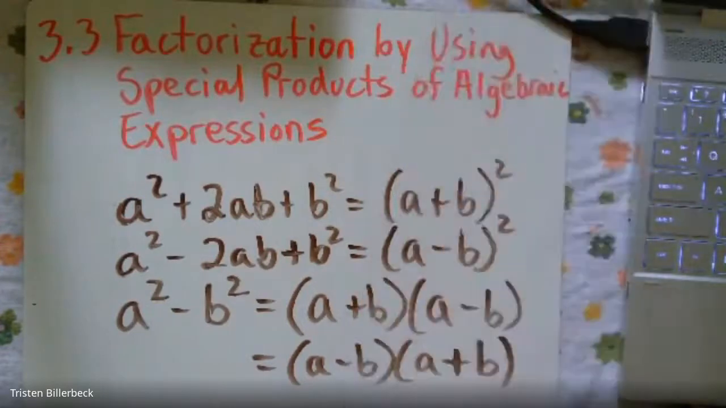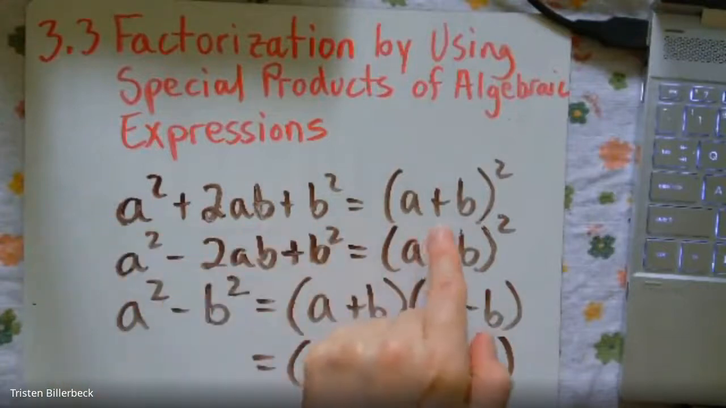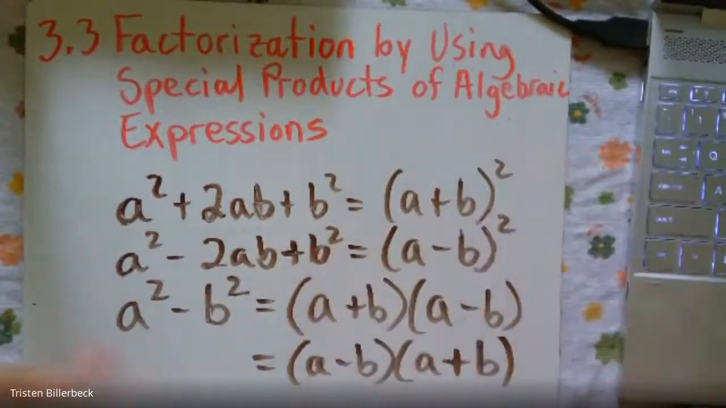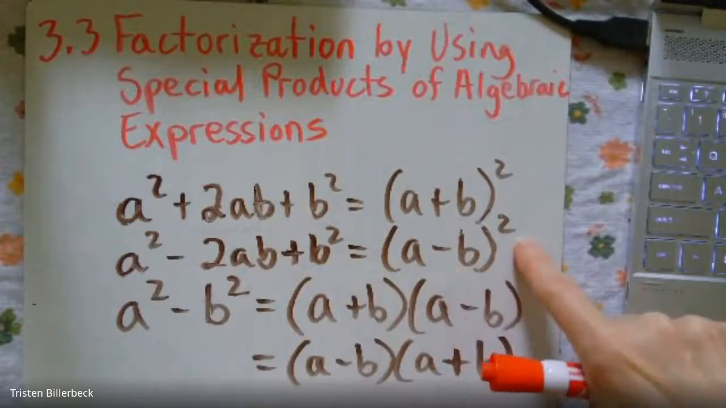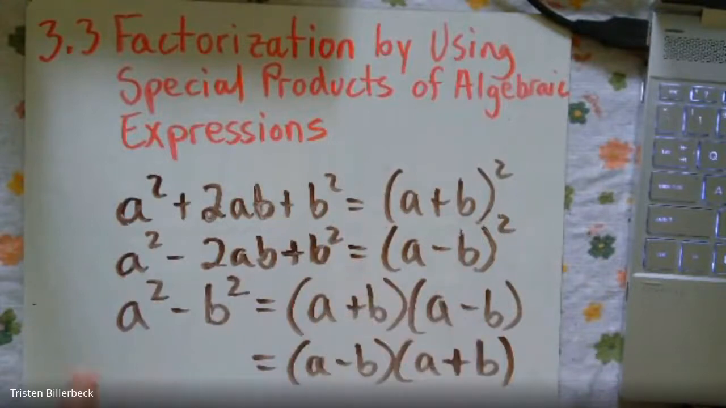So let's look at what we've got. If we have a squared plus 2ab plus b squared, that's just going to be a plus b quantity squared. We have a squared minus 2ab plus b squared, that's a minus b squared. So the difference is just this sign and that sign. Now this is called the difference of squares. When we see that, we know automatically it factors as the quantity a plus b times the quantity a minus b. Or if we use the commutative property of multiplication, it's the same thing as the quantity a minus b times the quantity a plus b.